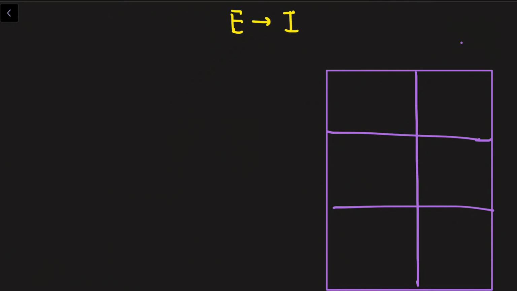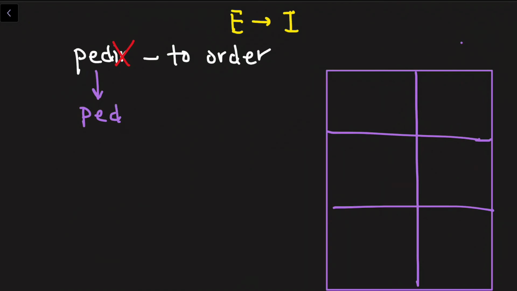Lastly, let's look at E to I stem changes. We're going to use the verb pedir for this example. This means to order. So step 1, find the stem. We do this by crossing out the last two letters, the I and the R, and we end up with the stem ped. Now the E over here is supposed to change to an I. So we substitute the E with an I, and we leave the rest the same to end up with the stem pid.